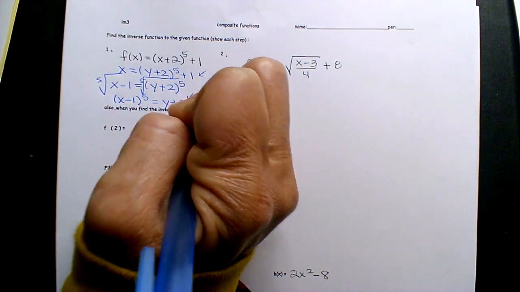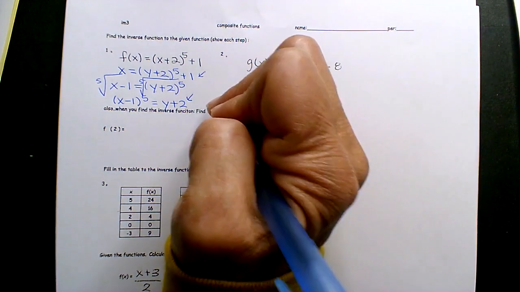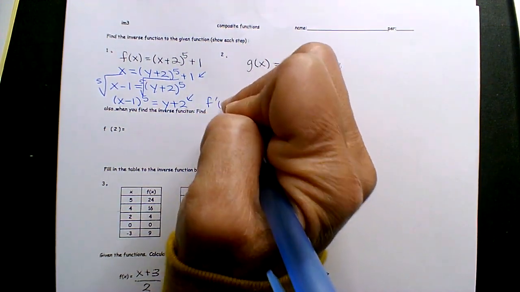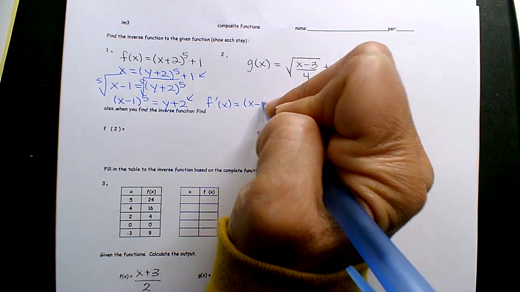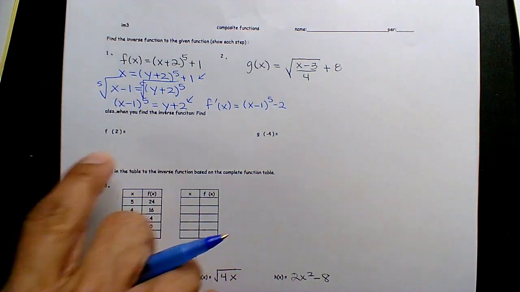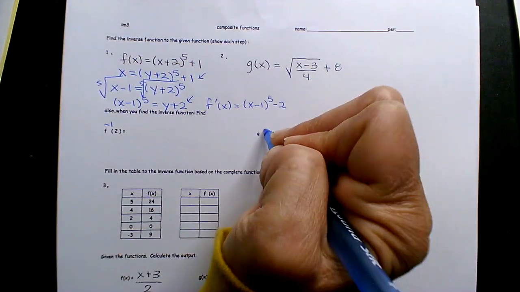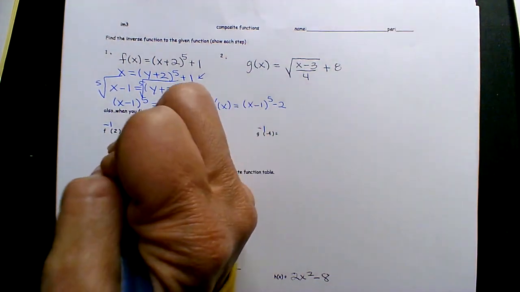And then lastly, you just go after that positive 2 then. Okay, so then you get the inverse function is, where am I? x minus 1 to the 5th, minus 2. Okay, so then here I wanted the inverse of 2, so you're just going to plug that in.